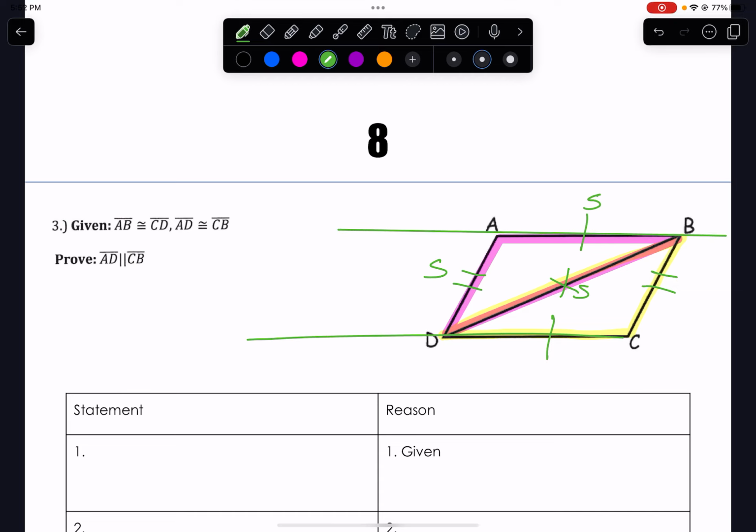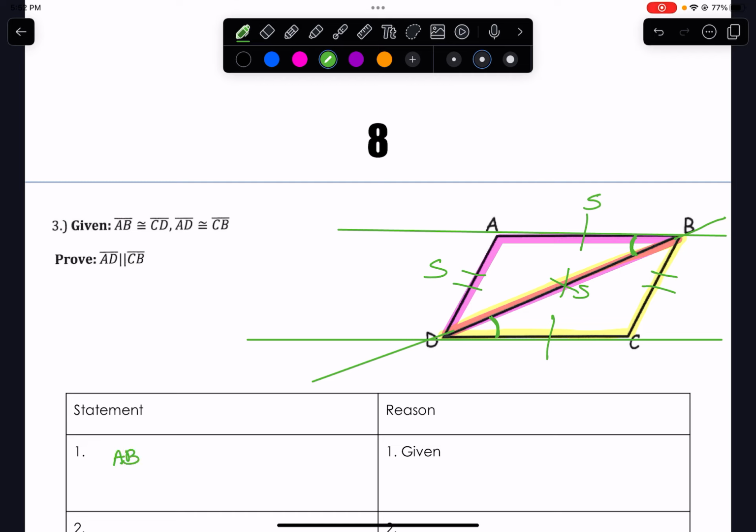So after we prove the triangles are congruent, we then need to find a pair of, in this case, alternate interior angles. So if the triangles are congruent, then we know that angle D and angle B must be congruent by CPCTC. As a result, we can say that because alternate interior angles are congruent, the lines must be parallel.